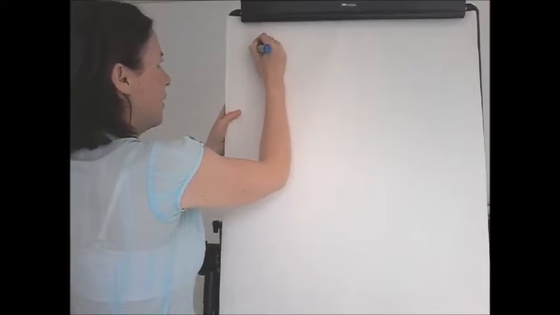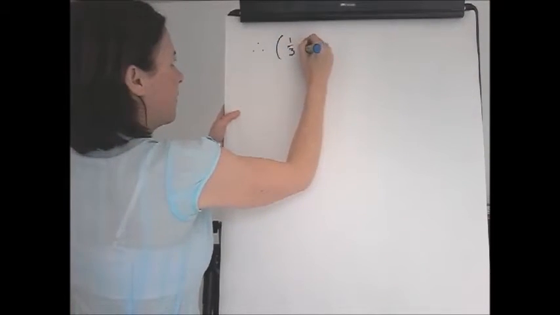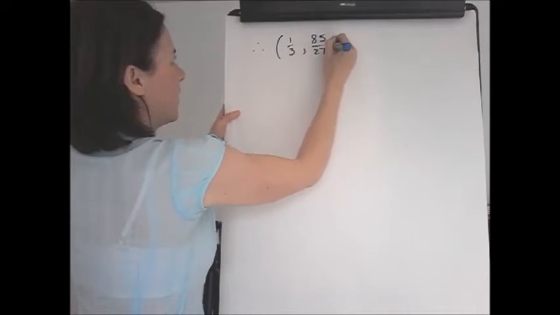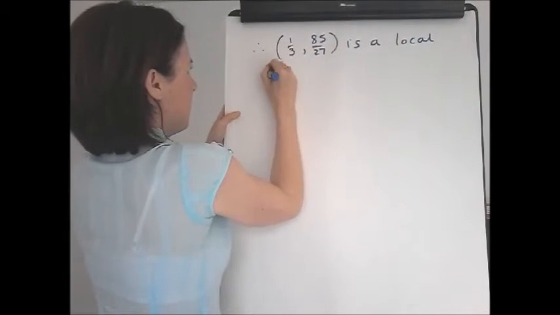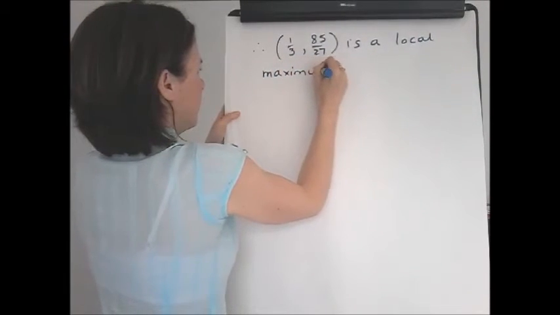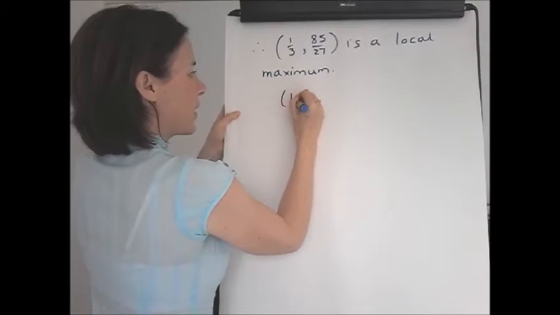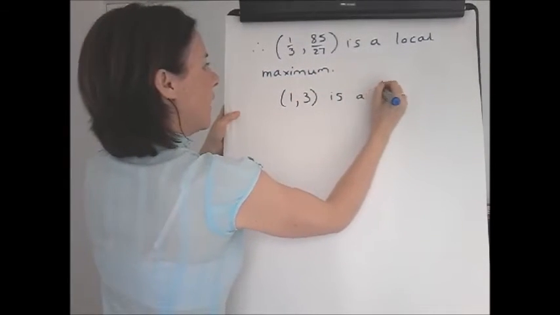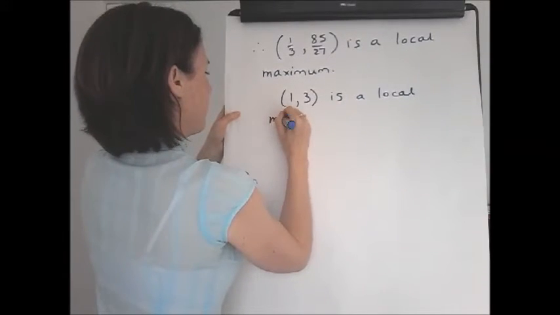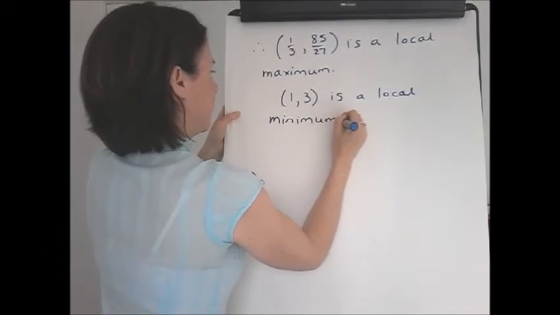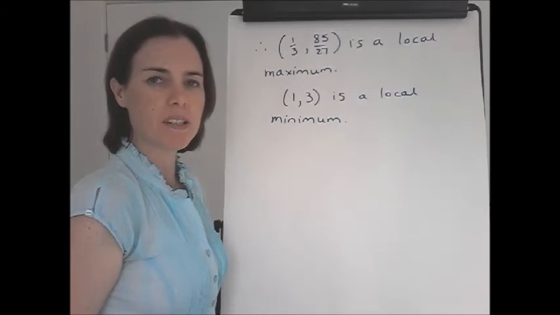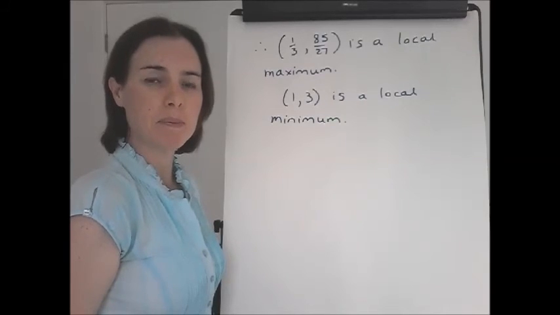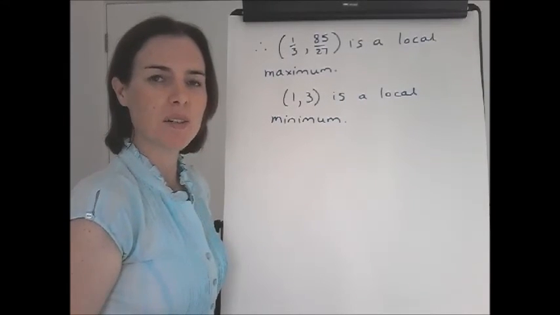So in my final response to this question, I would say therefore 1/3, 85/27 is a local maximum, and I would say that the point 1, 3 is a local minimum. And that's what it means by stating the nature of stationary points. Is it a maximum? Is it a minimum? Or sometimes we get something else called a point of inflection.